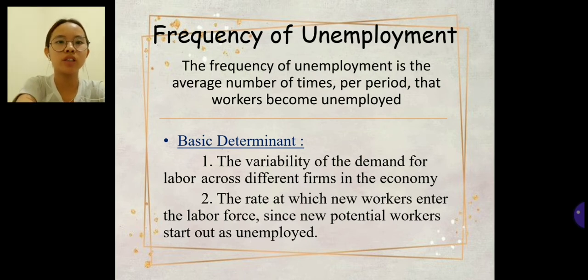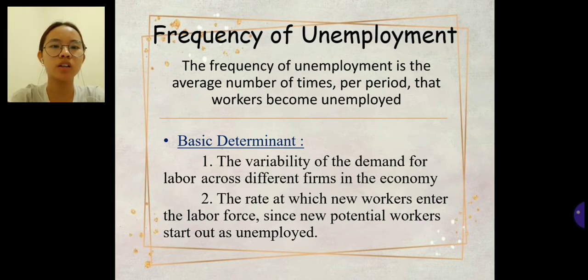First, the variability of the demand for labor across different firms in the economy. Let's assume that the aggregate demand is still constant. Some firms will face two options: growing or contracting. The difference is that if they are contracting, they will lose labor, but if they are growing, they will hire more labor.